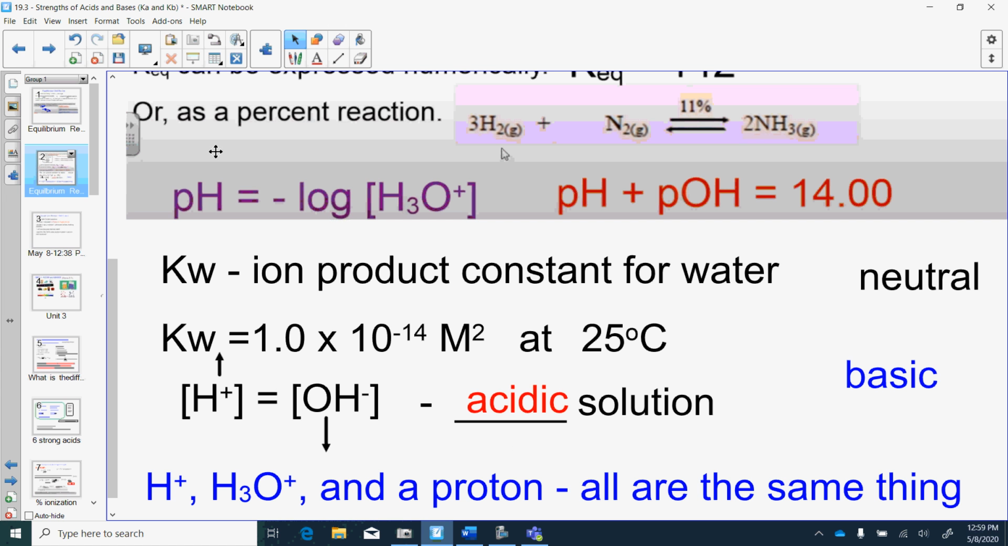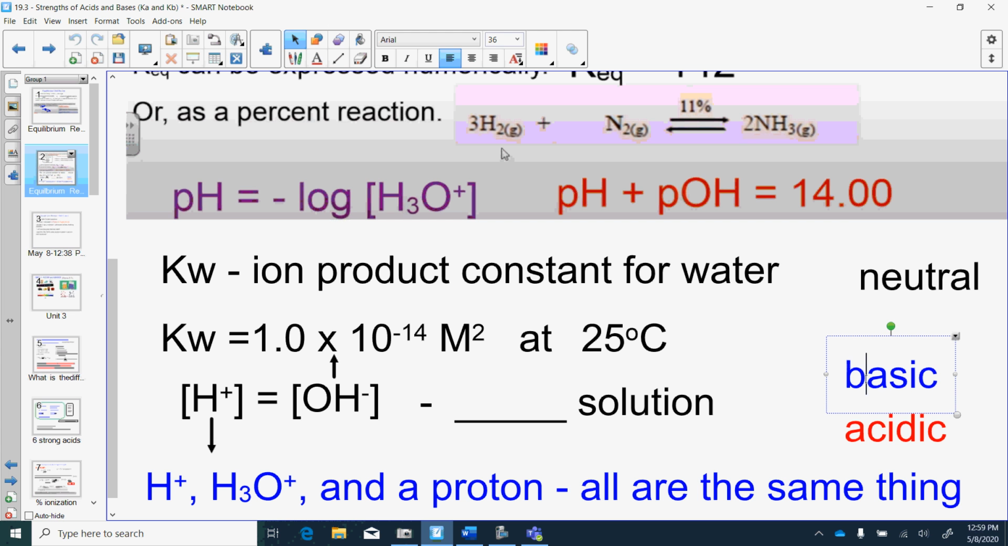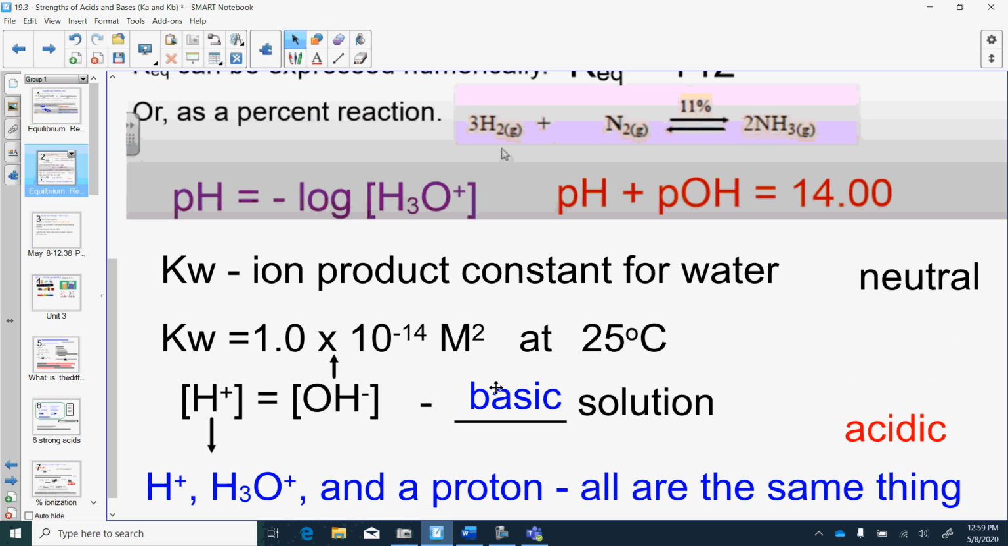So what happens if the opposite occurs and we have an increase in OH and a decrease in H plus? Again, it's that teeter-totter, right? If the OH goes up, the H plus has to go down, and we have a basic solution. So we can use these concentrations to help us out.